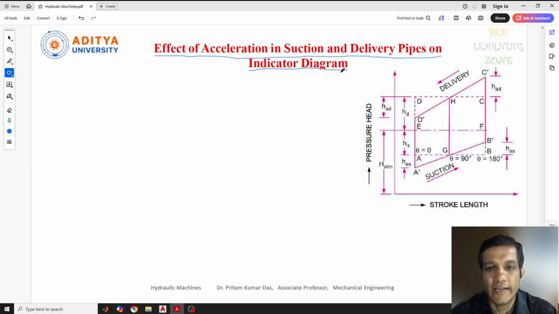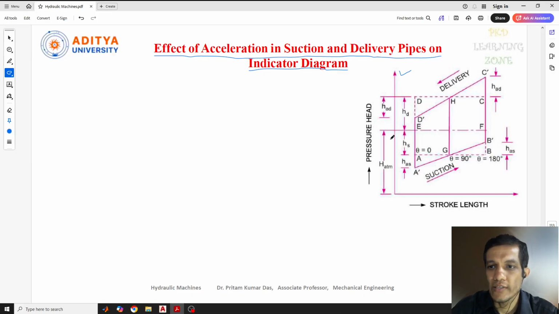in the indicator diagram. In the last indicator diagram that we discussed, we saw all lines were either vertical or horizontal in the pressure head. But here we need to consider the acceleration effect in the suction and delivery pipes. By considering this acceleration effect, we'll have different kinds of diagrams. So this diagram is what we finally get for the indicator diagram.